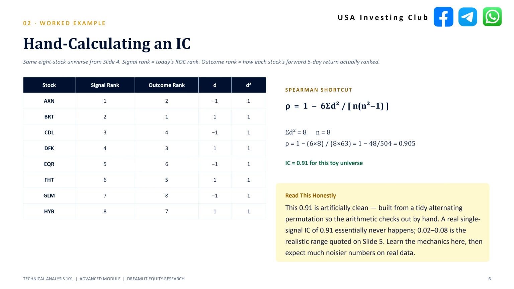Read that number honestly, though. This 0.91 is artificially clean, built from a tidy, alternating permutation specifically, so the arithmetic checks out cleanly by hand. A real single signal IC of 0.91 essentially never happens in live markets. 0.02 to 0.08 is the realistic range quoted a moment ago. Learn the mechanics here, on a toy example built to be tractable. Then expect much noisier numbers once you compute this on real data.